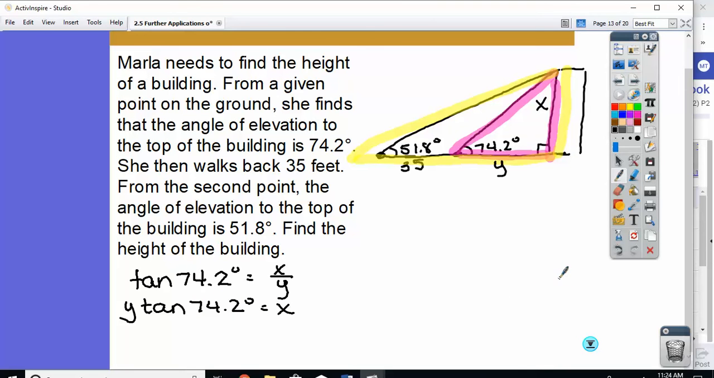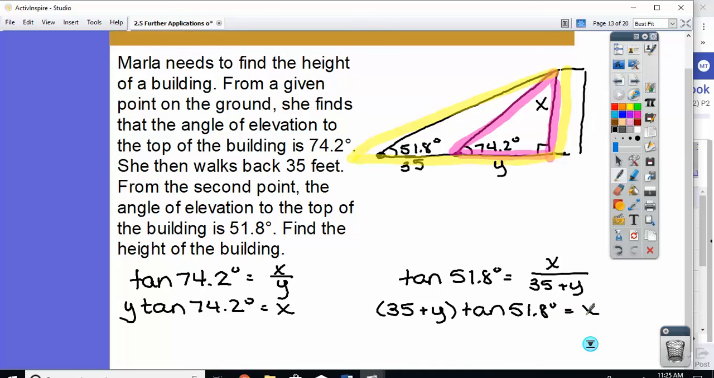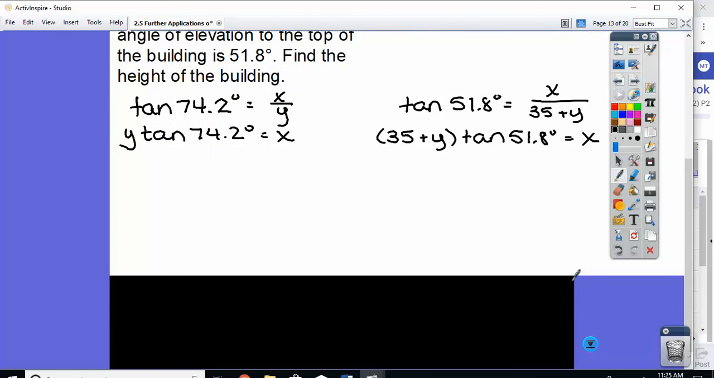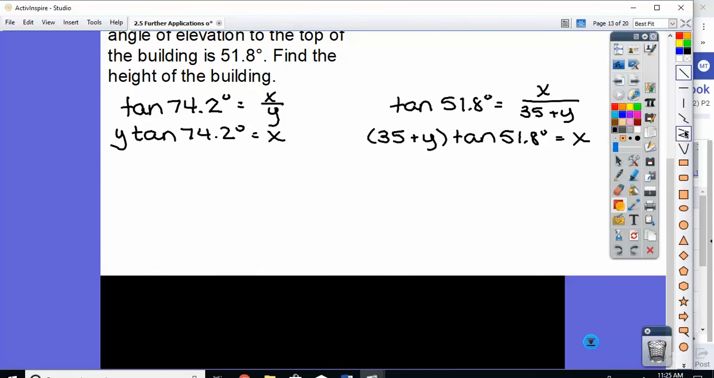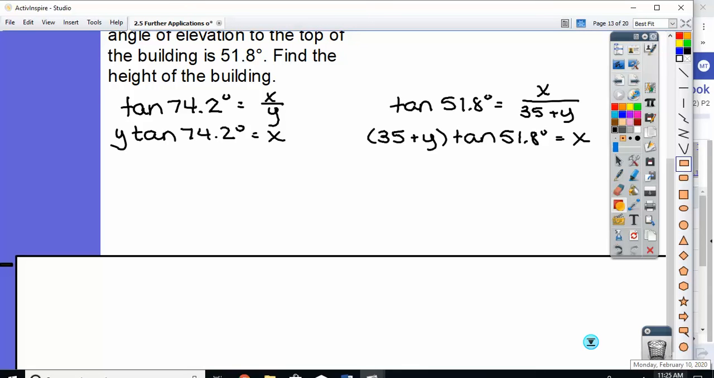Remember we did one like this in the last section? Let's look at the big triangle. From there, I have the tangent of 51.8 degrees equals, the opposite side is still x, but your adjacent, what is this entire side length? 35 plus 4. So multiply that over. On their own, I really can't solve either one of those. So how does this help me? They equal each other, so let's set this in.